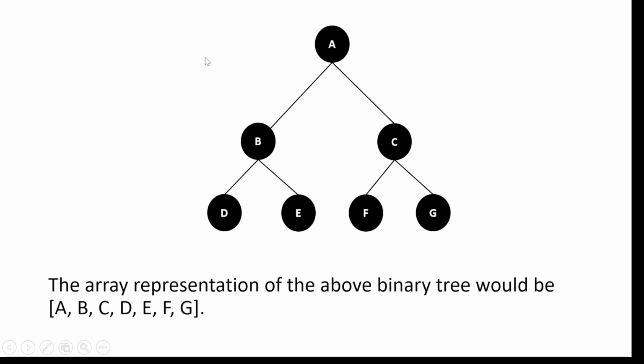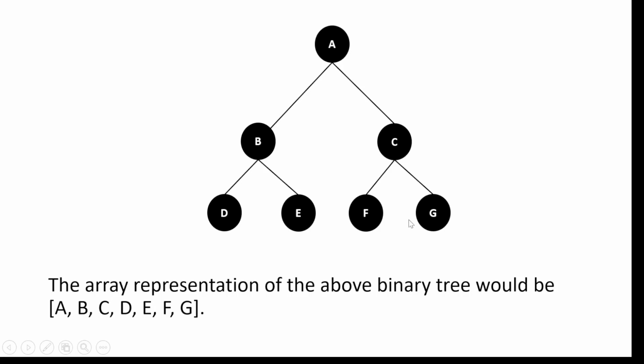When representing a binary tree in array representation, the first node will be the root node. Here the root is A, so A will be the first element stored. Next, we move to level 1, where we have two nodes, B and C. We store the elements in the array from left to right, so the next element will be B, and after that C.